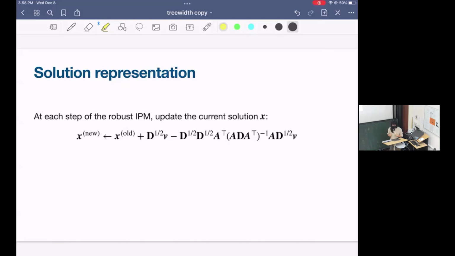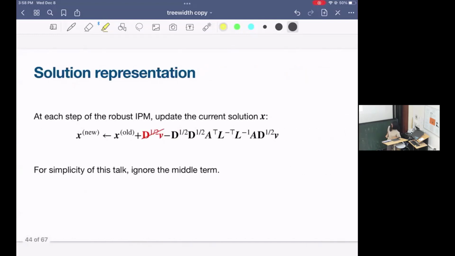Okay, well, but I think that was maybe the most important part in terms of making use of the treewidth. So just recall very quickly, at every step of the IPM, we're updating the current solution of x using this formula. Here we have this A D A transpose inverse, which we replace by the Cholesky factorization. And just for convenience, we'll ignore this middle term, because if we can deal with the last term, then the middle term is going to be easy.